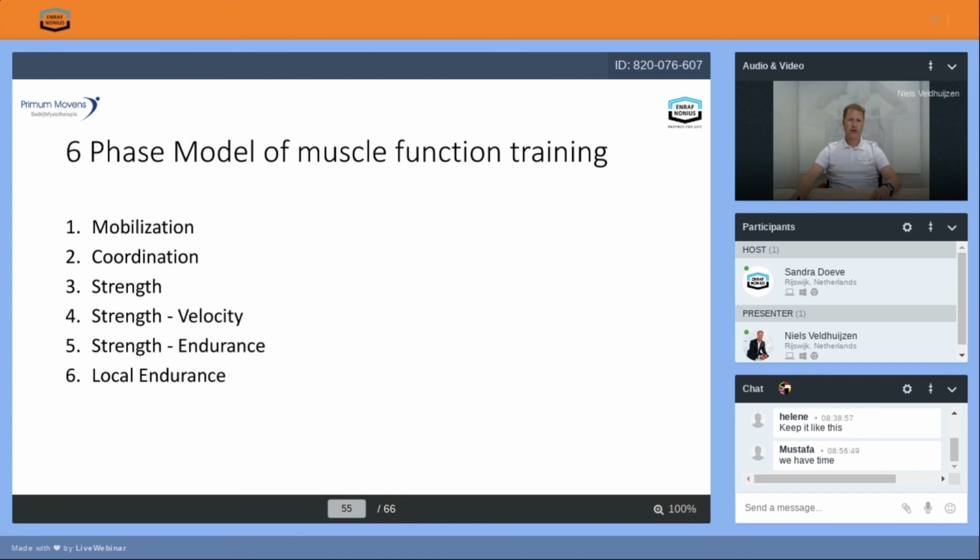I use this 6-phase model as an example for a training session, but also in patient situations. You see 6 phases. It starts with the mobilization phase, then you have the coordination phase, then you have the strength. And I've subdivided strength in 3 subparts: pure strength, strength velocity, those are the quicker movements, and strength endurance, and then we have the local endurance.